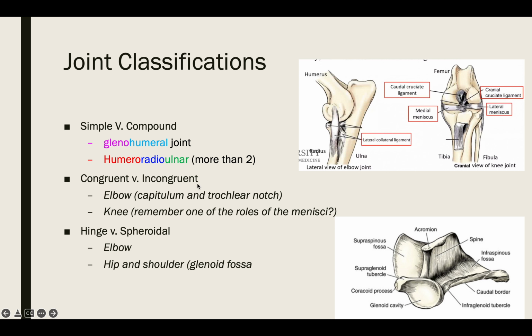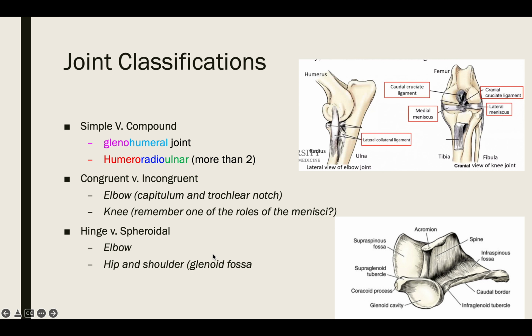Congruent and incongruent. This picture will also be good for that. So remember I said those menisci are good for helping the joints fit together because this is an incongruent joint, so it needs a little bit of help with that. The elbow right here, these bones kind of already fit together pretty well. Again, we'll talk about the bones and their notches and fossae and all that good stuff. But it fits pretty well together, so it doesn't need a menisci. It kind of just goes together right there.